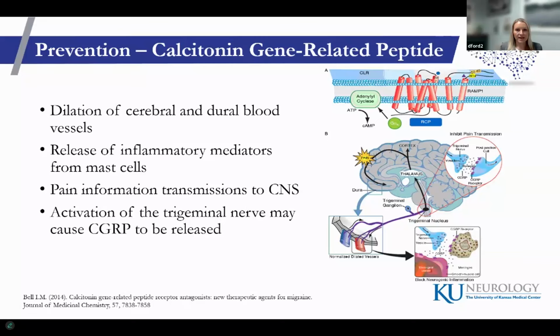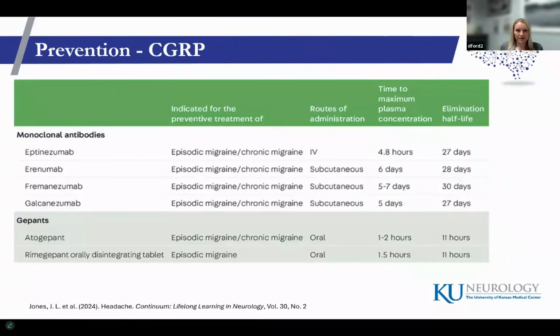And again, we're talking about those calcitonin gene related peptides, and those are going to work on the dilation of cerebral and dural blood vessels, release of inflammatory mediators, and pain transmission. Next slide. So prevention with CGRPs, I put a slide there, and the important part is to look at those elimination half-lives. We'll talk about that next slide.